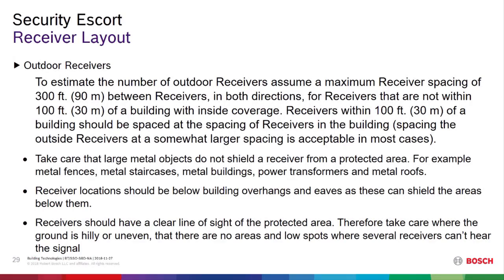Security Escort receiver layout, outdoor receivers. When placing receivers outside of the facility building, the normal spacing is between 100 and 300 foot between the receivers, depending on the availability of mounting. Please take care to keep line of sight between the receivers and to make sure that receivers are not mounted in such an area where the RF signal could be blocked. Metal buildings, metal staircases, metal fences, etc.